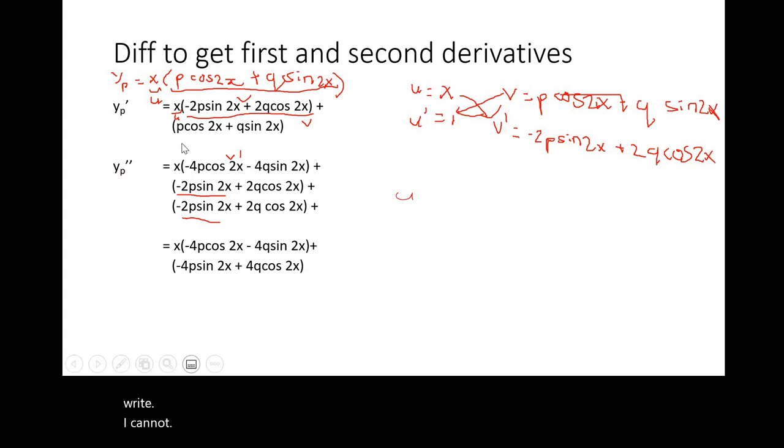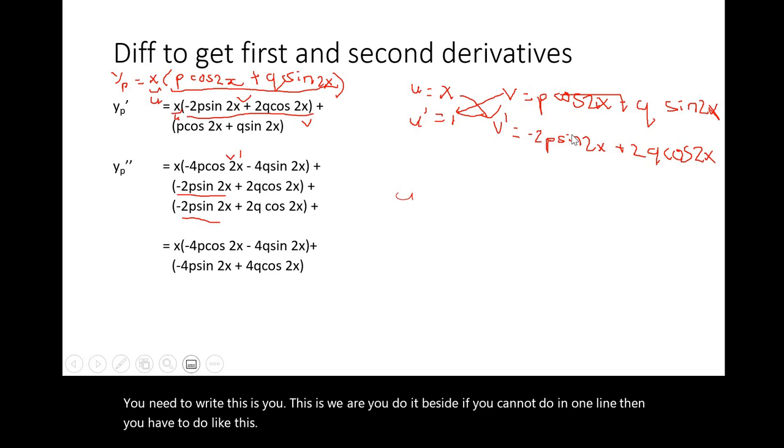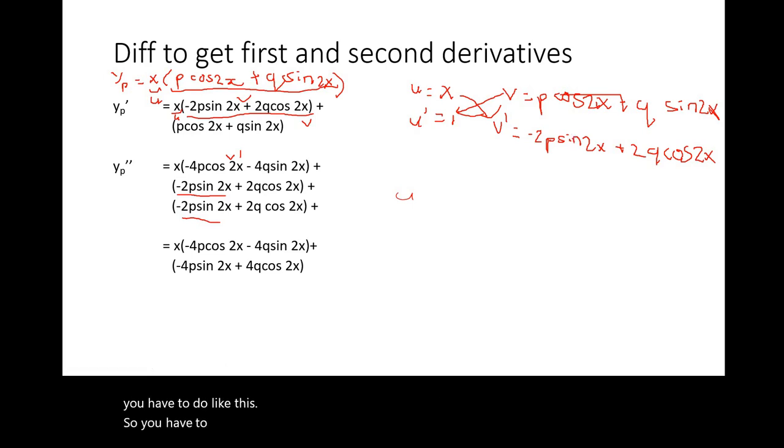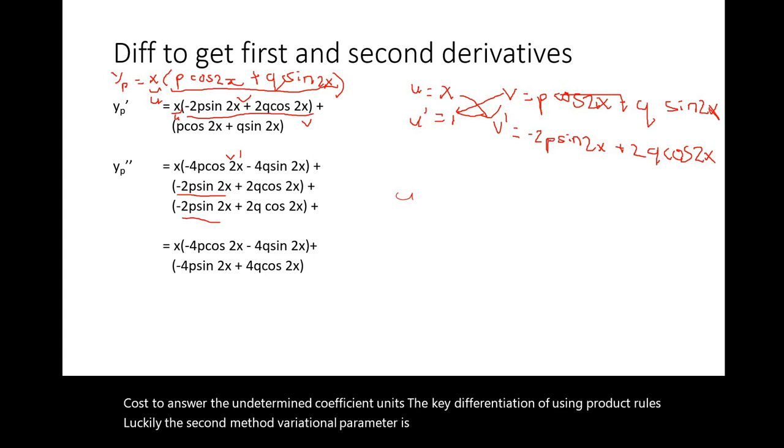So again, for y double prime, you need to write this is u, this is v. If you cannot do it in one line, then you have to do it like this. So you have to polish up your differentiation rules, especially the product rule, because to answer the undetermined coefficients, you need differentiation using product rules. Luckily, the second method, variation of parameters, is not included. If not, you would have to polish up your integration techniques.